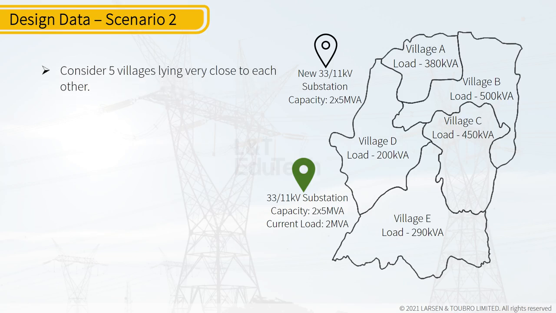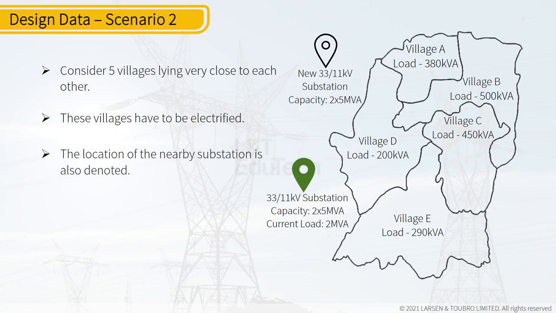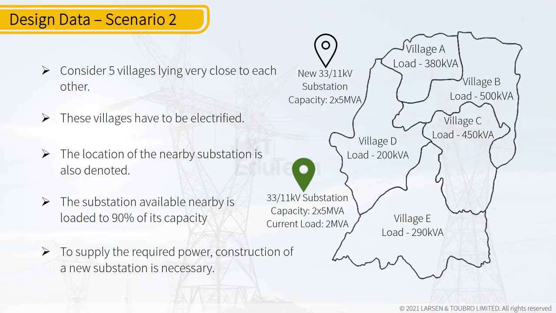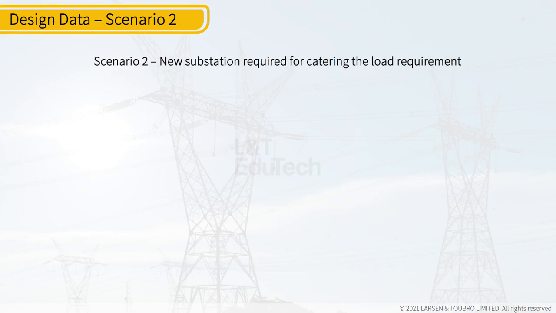Let us consider 5 villages lying very close to each other as shown on the right side. These villages have to be electrified. The location of the nearby substation is also denoted. The substation available nearby is loaded to 90% of its capacity. To supply the required power, we need to construct a new substation. In scenario 2, a new substation is required for catering the load requirement.